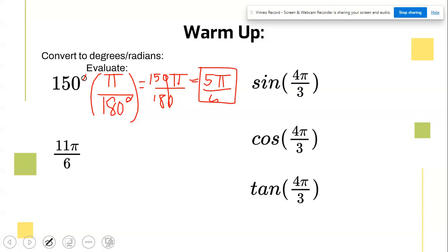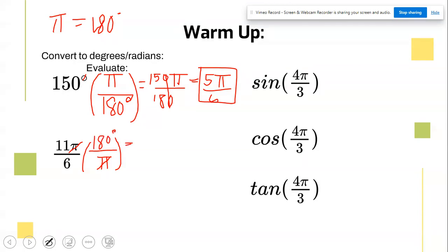Next, we need to convert 11 pi over 6 to degrees. It's currently in radians. We know it's in radians because it has pi. Remember, pi is the same thing as 180. We're always using the fact that pi is equal to 180 degrees. So that's why we're going to put the pi on the bottom, because we need to go from radians to degrees. 180 degrees is going to be on the top.